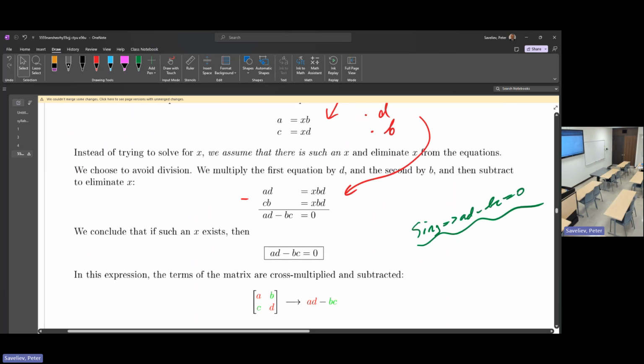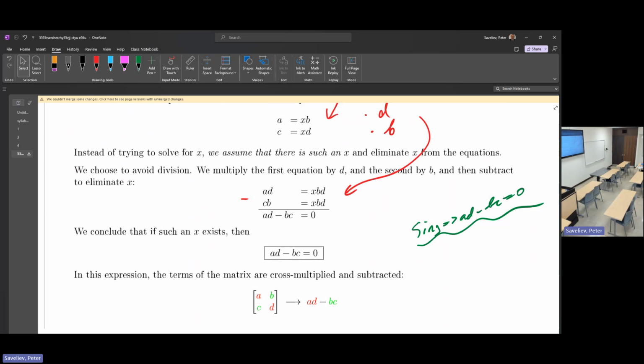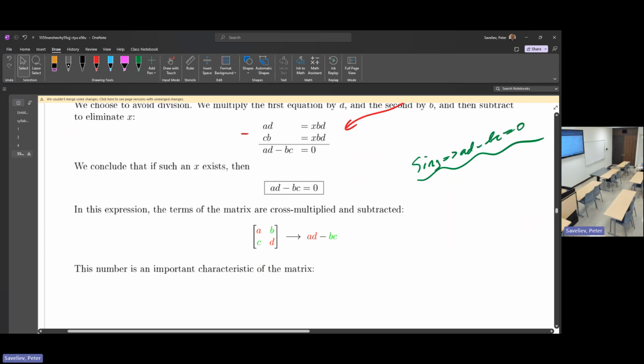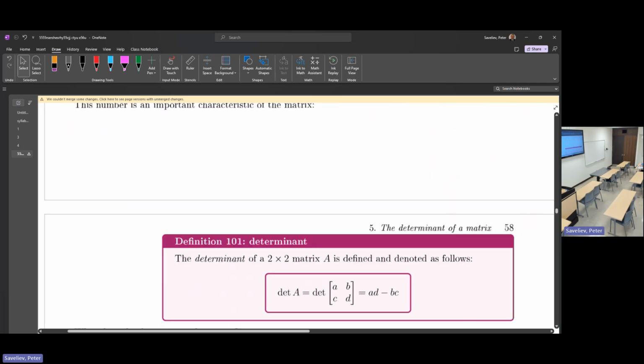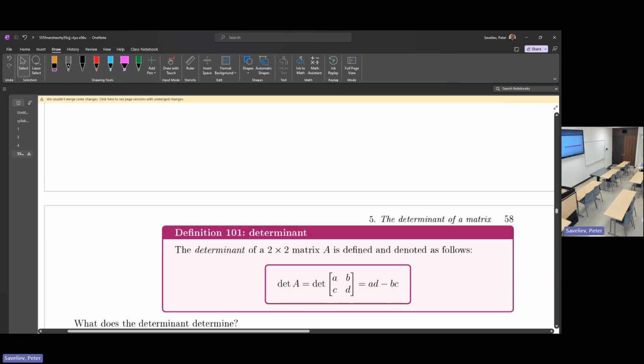And indeed, that's how those 4 numbers of our matrix are combined together to produce a number that tells you something very specific. And that, once again, is: is the function singular or not? Is it invertible or not? And is it one-to-one or not? So that's the definition of the determinant.